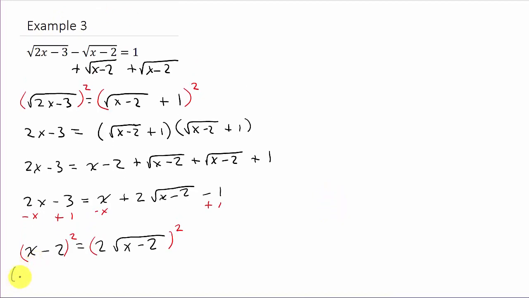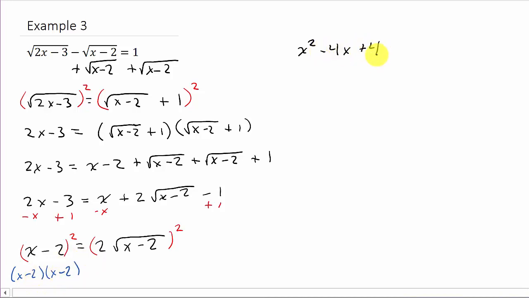Remember, this is x minus 2 times x minus 2. Okay? So I've got to FOIL this out. So that's going to be x times x is x squared. X times minus 2 is minus 2x, plus minus 2x is minus 4x, and negative 2 times negative 2 is plus 4. Now, look at this.